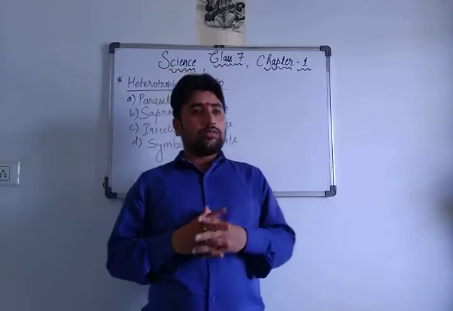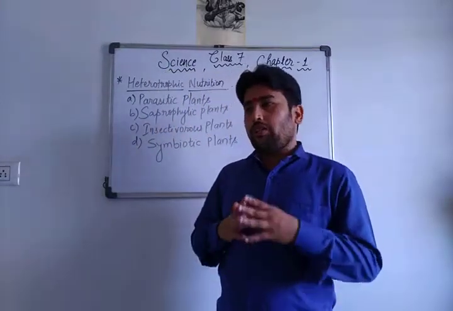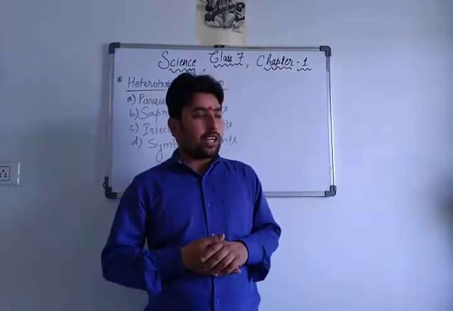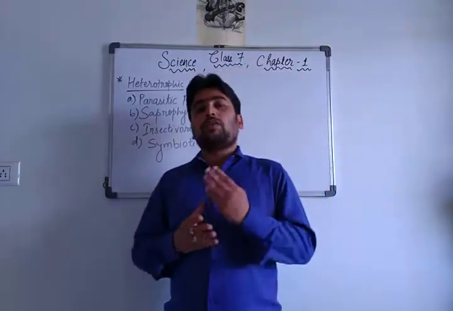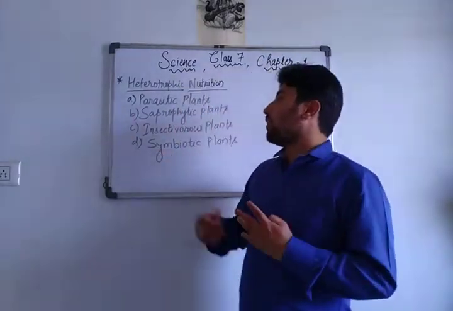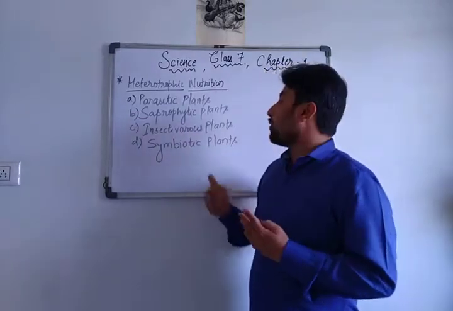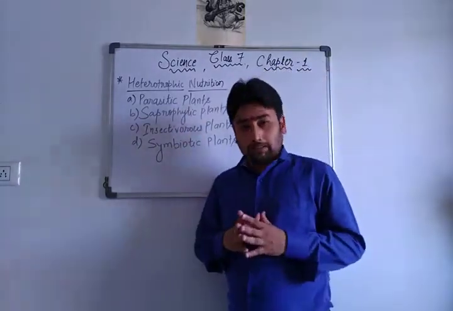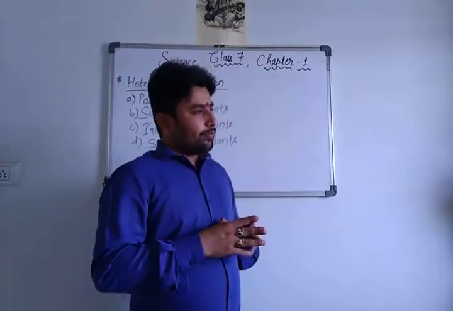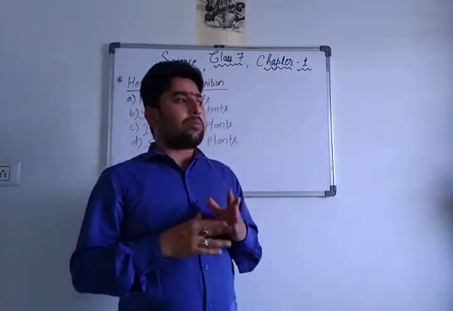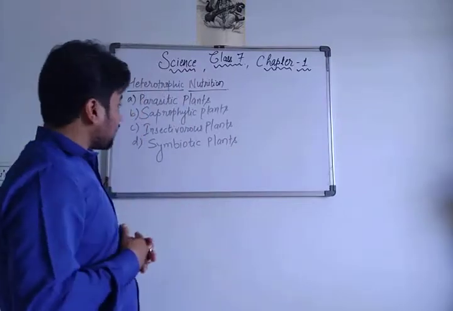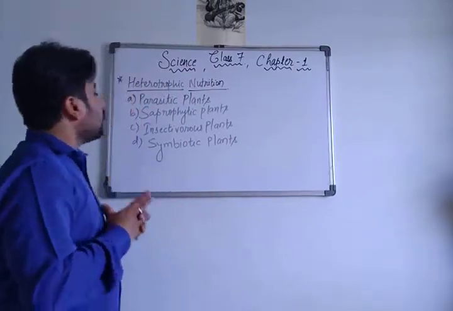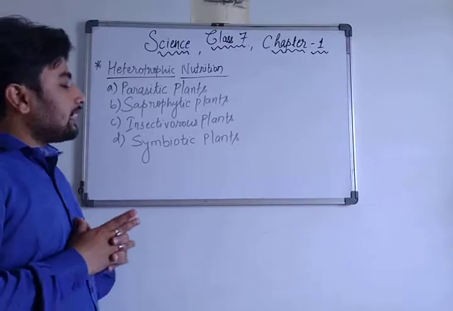Heterotrophic nutrition, the mode of nutrition in which a living organism depends on another living organism, is called heterotrophic nutrition. There are four types of heterotrophic nutrition: parasitic plants, saprophytic plants, insectivorous plants, and symbiotic plants. I had informed you about some other things also, but let us clear these four things. What are parasitic plants, saprophytic plants, insectivorous plants, and symbiotic plants?